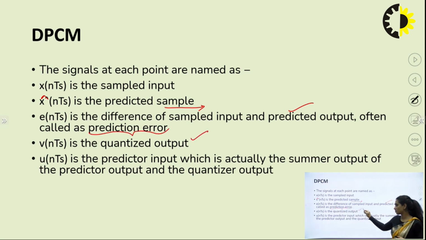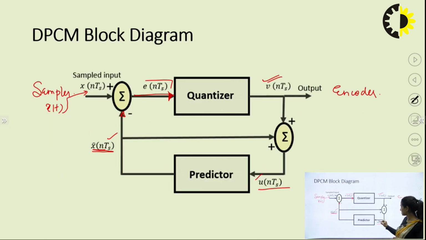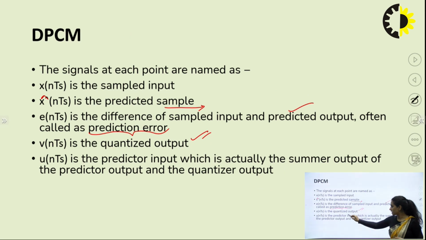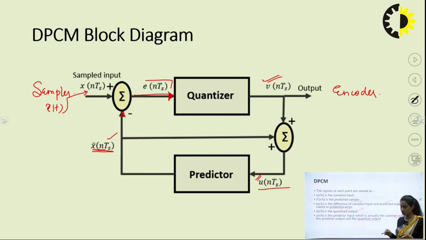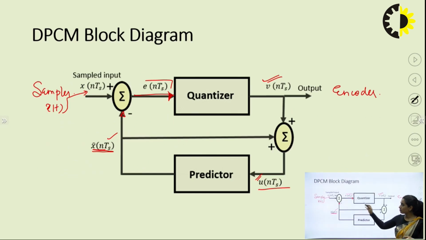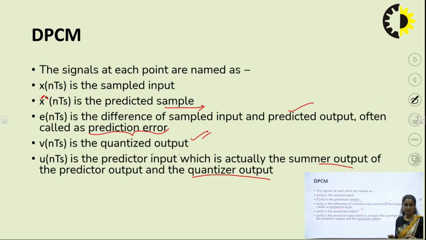v(nTs) is the quantized output as discussed, and what is u(nTs)? Here, this. u(nTs) is the predictor input, which is actually the summer output of the predictor output and the quantizer output, right? So this is how it works. We are not actually quantizing every sample, but what we are quantizing is the difference of the sample and its predicted version, and hence this works in a way that it reduces the redundancy.